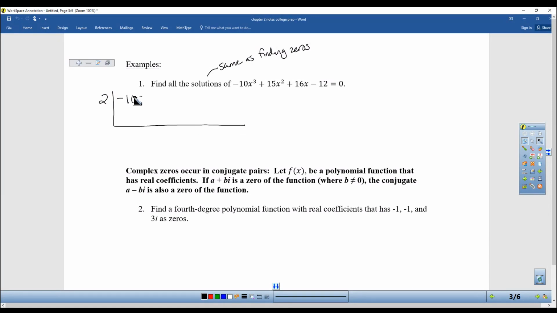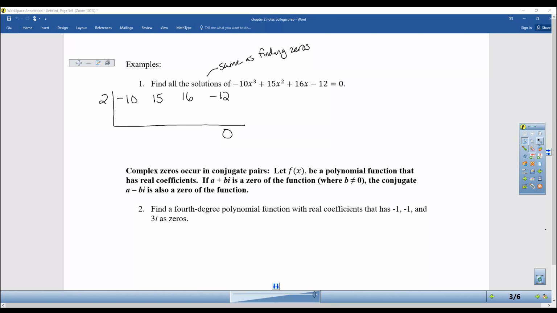And I'm going to make my little synthetic here. Negative 10 plus 15 plus 16 and minus 12. Since I know that 2 is a solution, that means it'll actually be equal to 0. This is the x value, and this is what it's equal to.